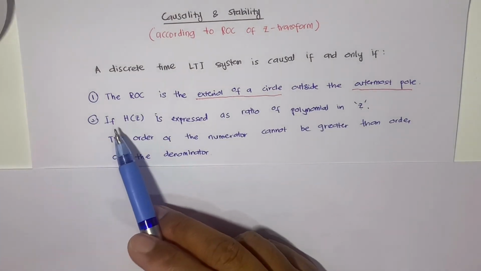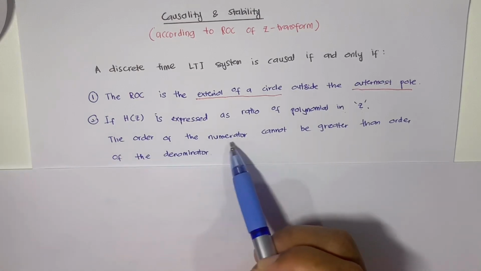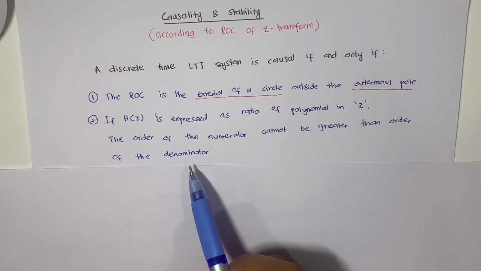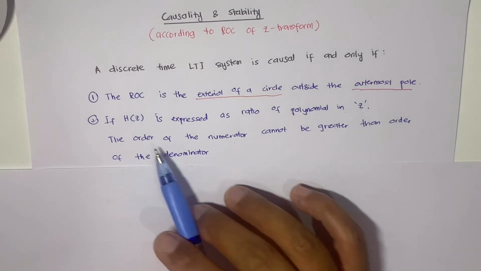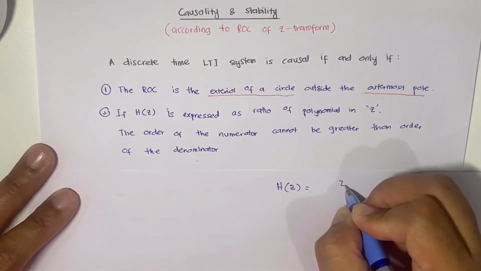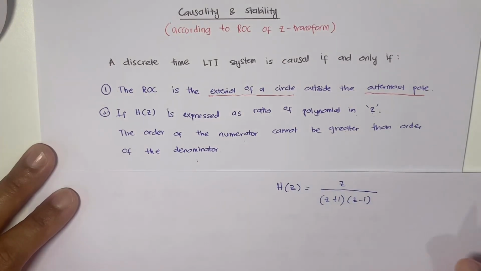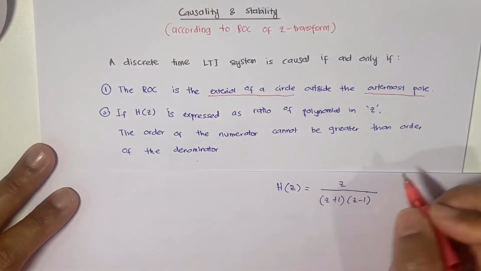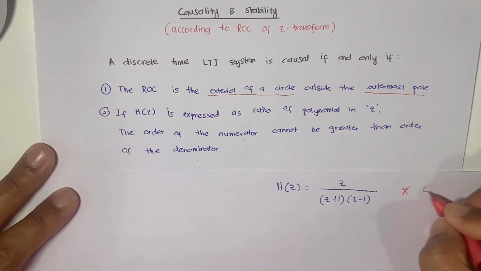The second point here is, if H(z) is expressed as ratio of polynomial in Z, the order of numerator cannot be greater than order of the denominator. When we have an LTI system, we can directly observe the system, and we can know whether the system is causal or not based on the order of numerator and denominator. For example, if you have H(z) equal to Z over (Z plus 1)(Z minus 1), the numerator order is less than denominator. So the system is considered as causal system.